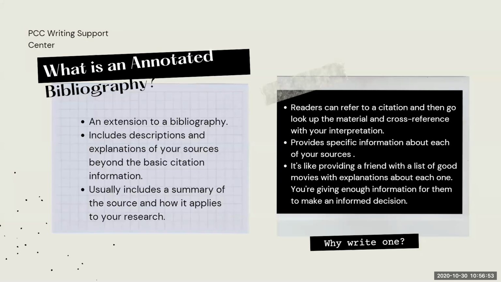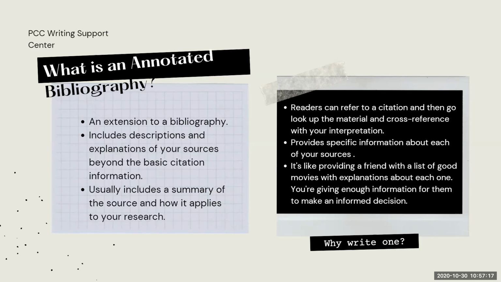What is an annotated bibliography? An annotated bibliography is an extension to a bibliography, otherwise known as the works cited page or the references page, depending on whether you are writing in MLA or APA format. It includes descriptions and explanations of your sources that go beyond the basic citation information.